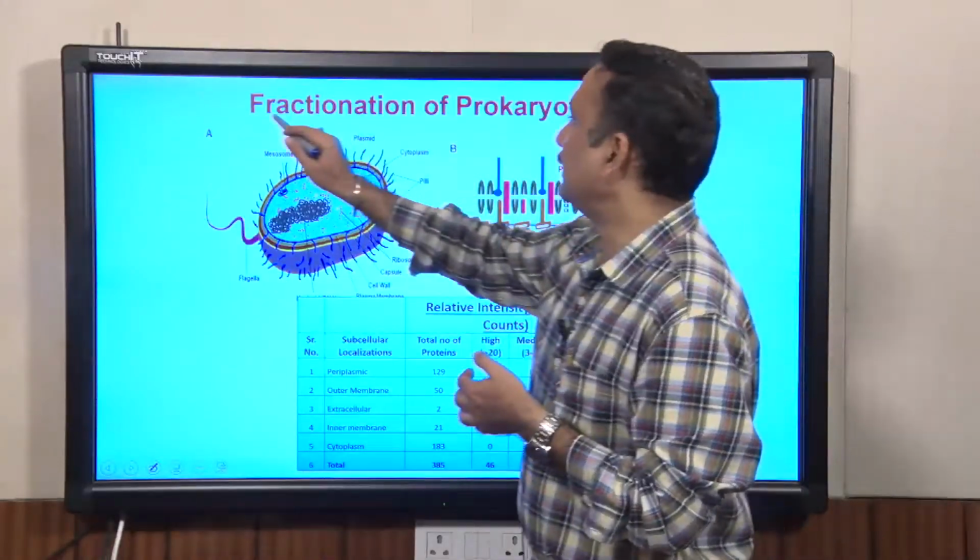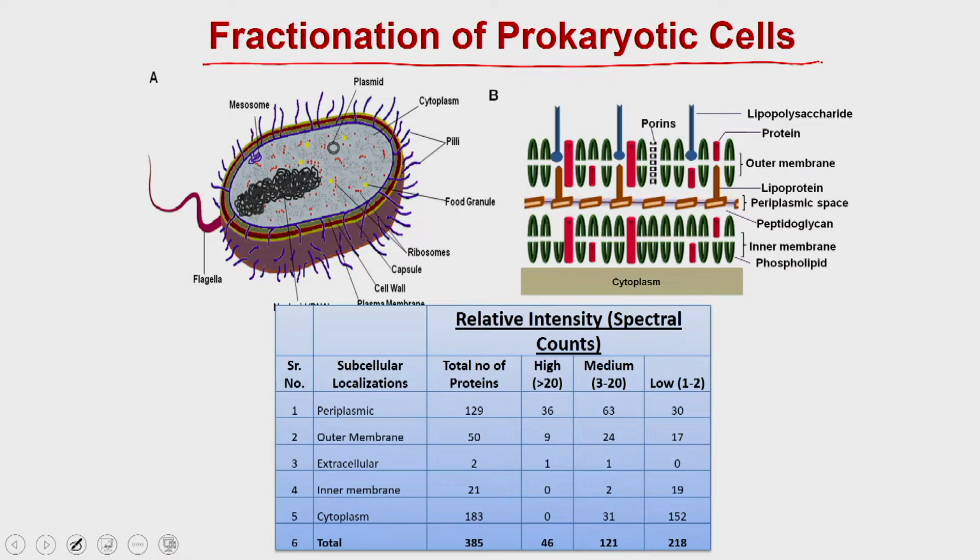Then we have also discussed the fractionation of the prokaryotic as well as the eukaryotic cells. Within the prokaryotic cell, we have discussed how we can get the protein from the different compartments. Suppose you are overexpressing the proteins, it can be present in the cytoplasm, or in the periplasmic fraction, or on the outer membrane or the inner membrane. So, these are the different locations.